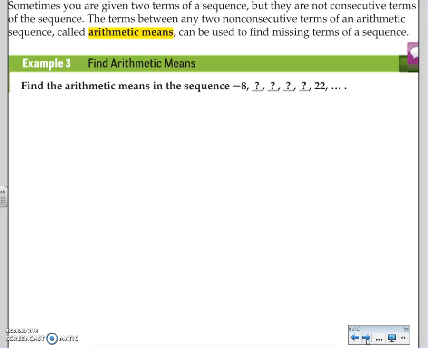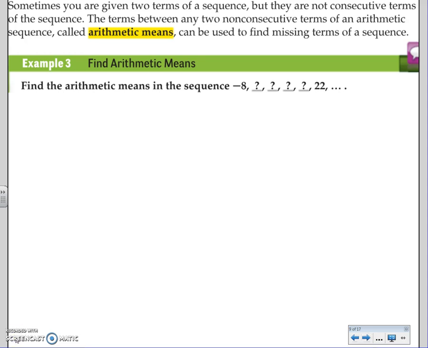Alright, now sometimes you're given two terms in a sequence, but they're not consecutive, meaning they're not back to back in a row. The terms in between them are called the arithmetic means. And we can find those in the middle. So here's example 3. Find the arithmetic means in the sequence -8, question mark, all the way to 22. We need 4 of them in the middle. So that's why they wrote 4 question marks.